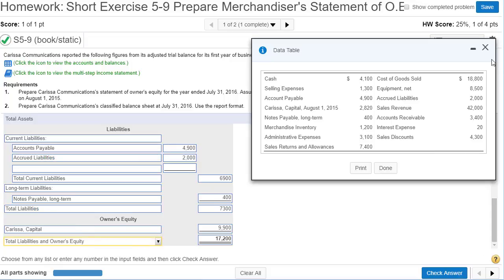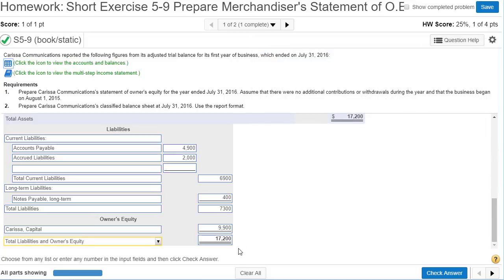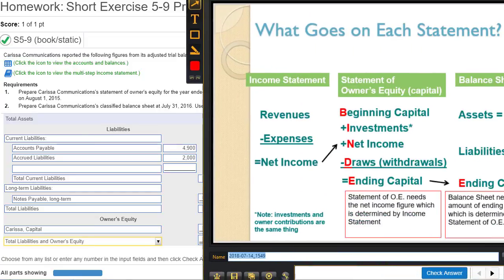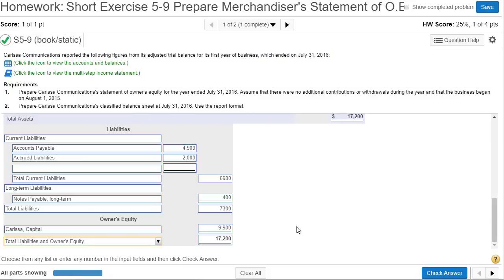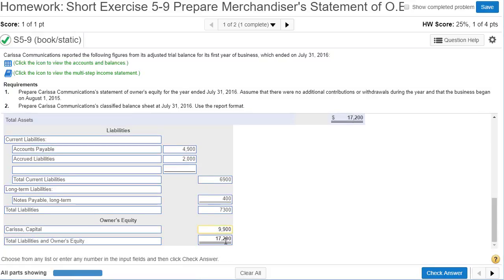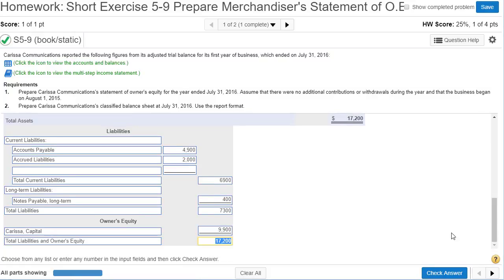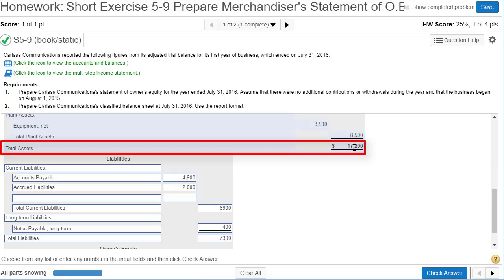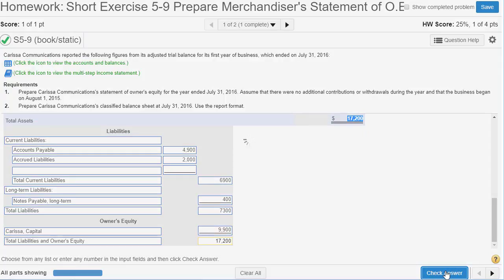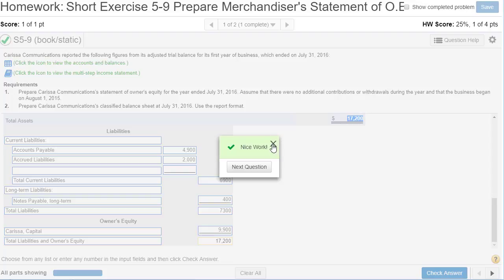Now, before you hit submit, you should double check. Does our balance sheet equation balance? Do assets equal liabilities plus ending capital? In other words, liabilities and ending capital is $17,200. That should be the same as our total assets, which was $17,200. So our balance sheet does balance. And that's it.